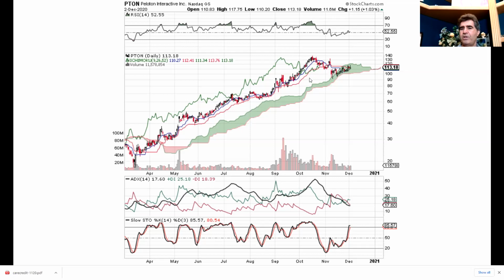So the future looks like there's not a lot left again in Peloton at this time. Although, again, we can see that the ADX is below 20, so there's not a lot of momentum. You see a lot more consolidation. We are inside the cloud. There is no sell signal at this time.